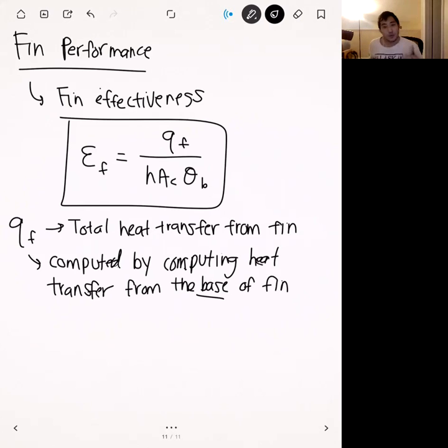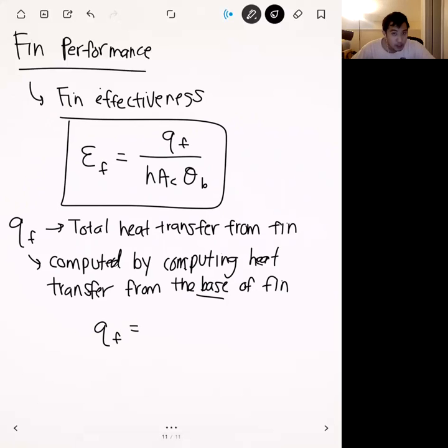Okay, because remember what the argument that we made is that any heat that gets lost from the fin, from the exterior surface of the fin, it has to pass through the base at some point, right? And so if we compute the amount of heat transfer at the base, that will tell us how much heat is being lost overall, right? And so basically the way that we can compute this is that QF is going to be equal to, right?